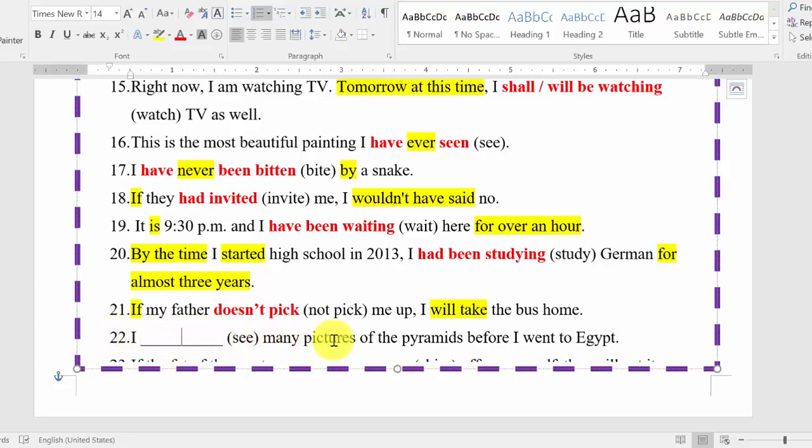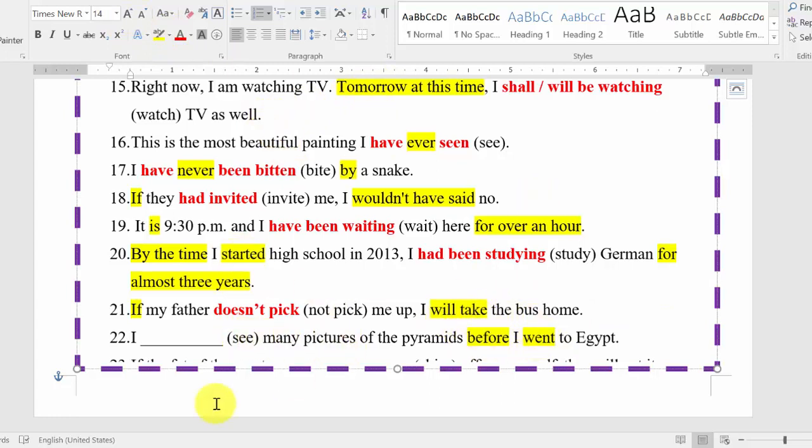I what many pictures of the pyramids before I went to Egypt. Okay, your answer here should be, no, your keyword here first, before. Before shows that you have more than one action in a sentence. Okay, you have a sequence, one happened before another. And also went. Went. So you have two actions. One of it is see, another one is went.